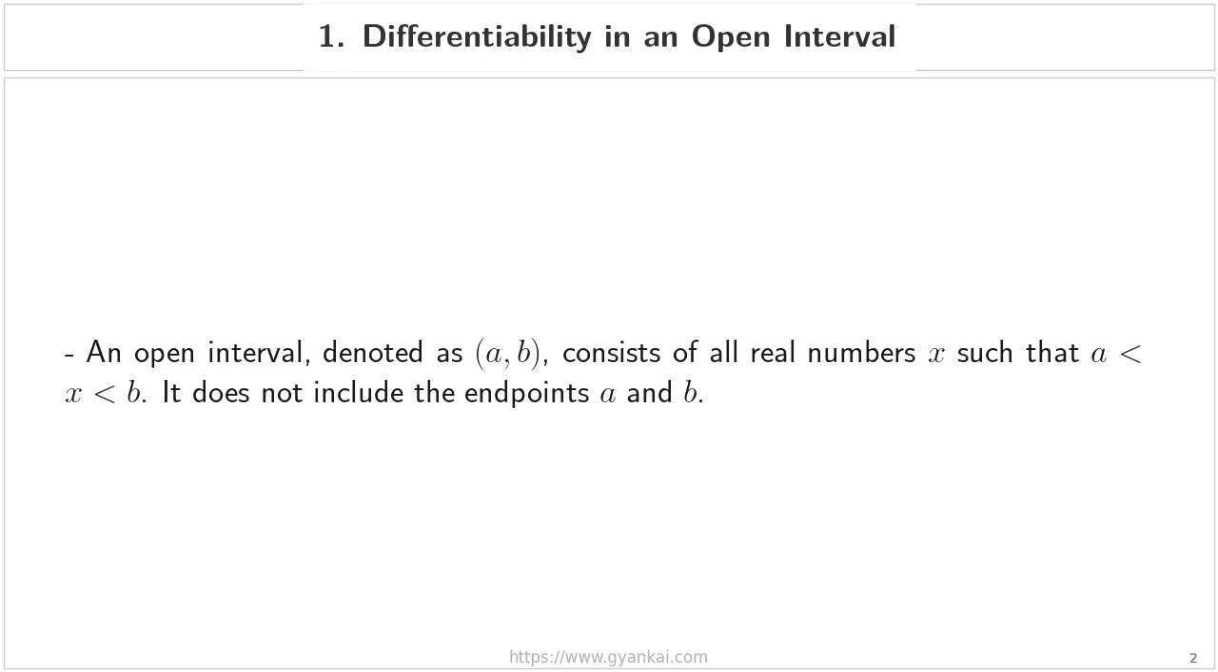1. Differentiability in an open interval. Now that we have moved from discussing differentiability at a single point to looking at a range of values, let us begin with the concept of an open interval. An open interval, denoted by the parentheses a comma b, consists of all real numbers x, such that x is strictly greater than a and strictly less than b. It is important to note that this interval does not include the endpoints a and b.